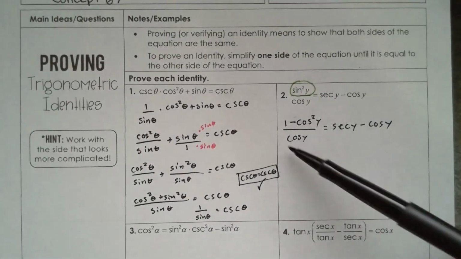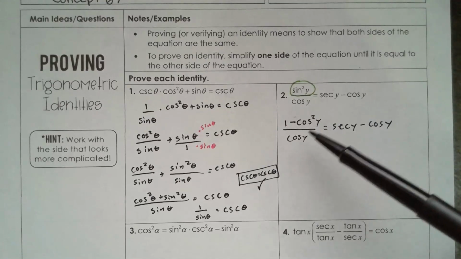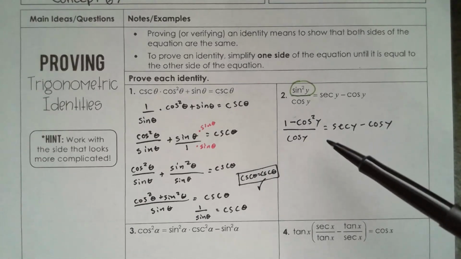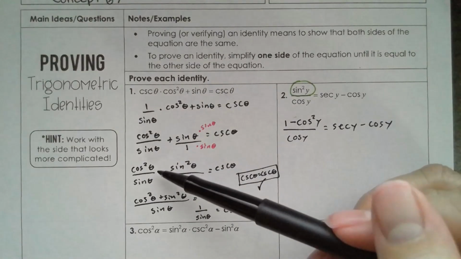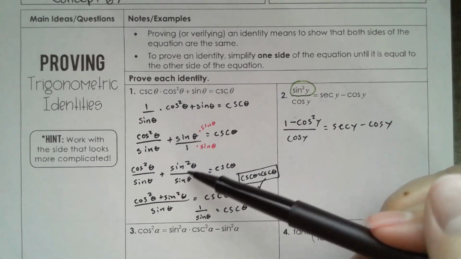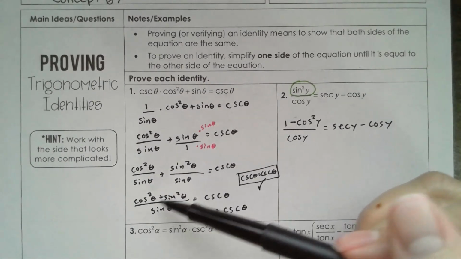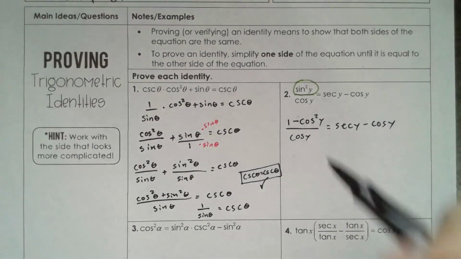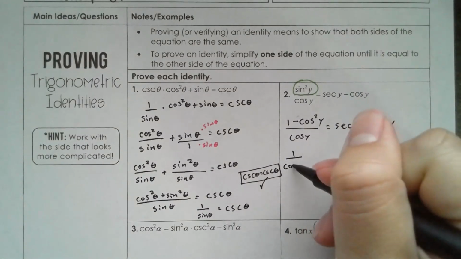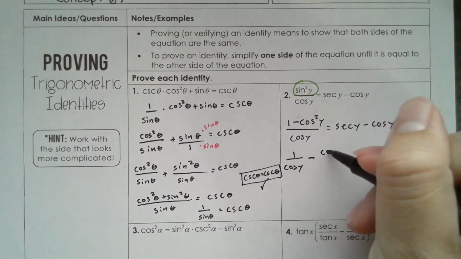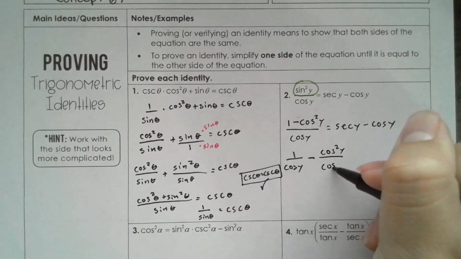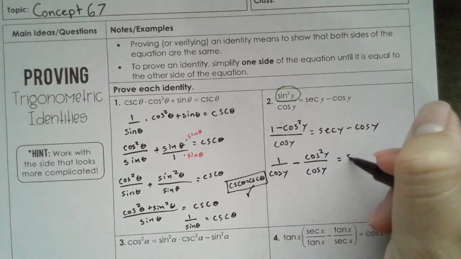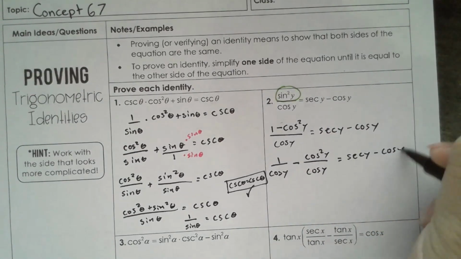Now, I'm going to take this fraction here and split it up into two fractions. Because I have two terms in the numerator, I can split it up into two fractions. Just like right here, I combined them, cosine squared theta plus sine squared theta, they're both over sine, and I merged them into one fraction. I can work backwards and have two fractions. So that means here I'm going to have 1 over cosine y minus cosine squared y over cosine y. Those are the two fractions, equals secant y minus cosine y.